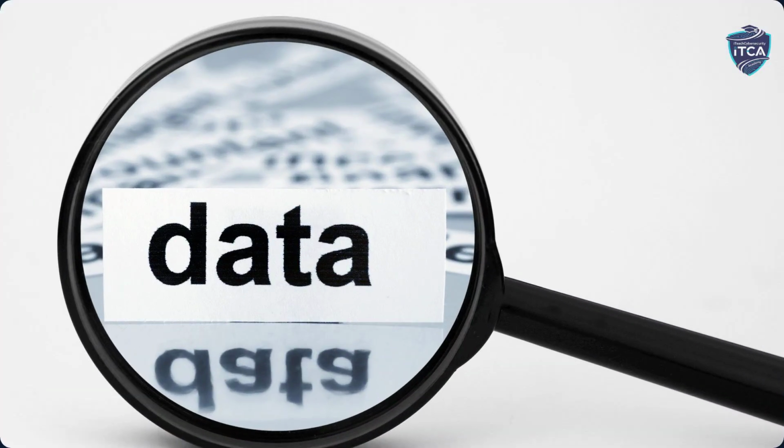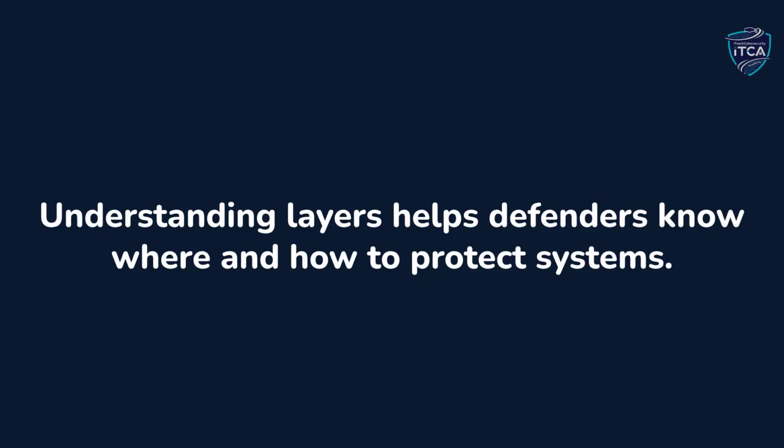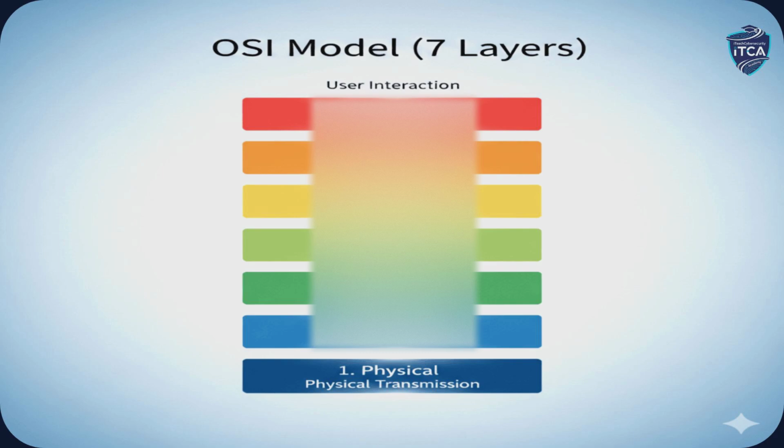As data moves from one device to another, it doesn't move randomly. It flows through layers, and each layer has a specific responsibility. This layered thinking is critical because engineers design networks this way and attackers target networks this way. Understanding layers helps defenders know where and how to protect systems. One of the most important layered models is the OSI model, which divides communication into 7 layers, starting from physical transmission and ending with user interaction.